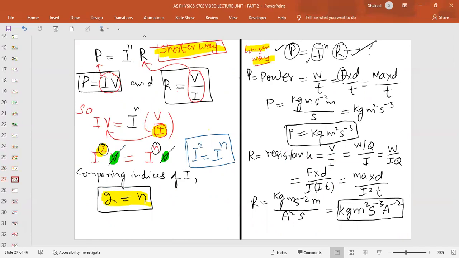Okay, so over here is the solution of the previous question, P equals I power n into R. You can look at it. The solution, finally, is n equals 2. So just look at the solution. Pause the video and look at the solution.